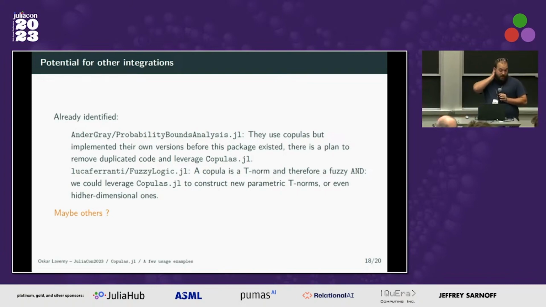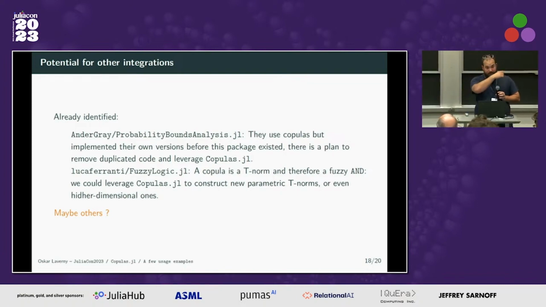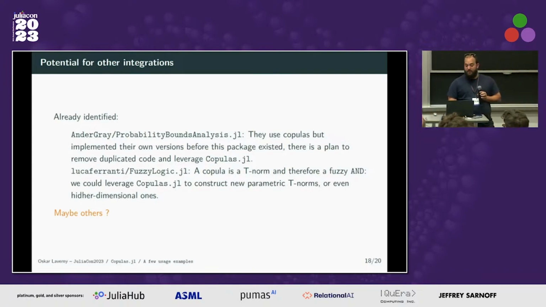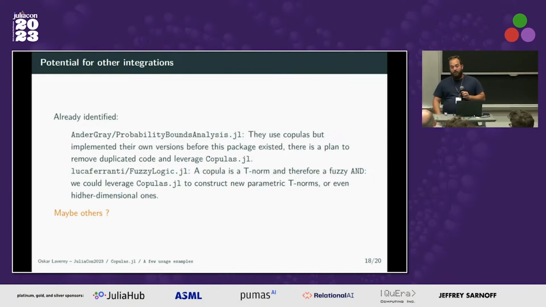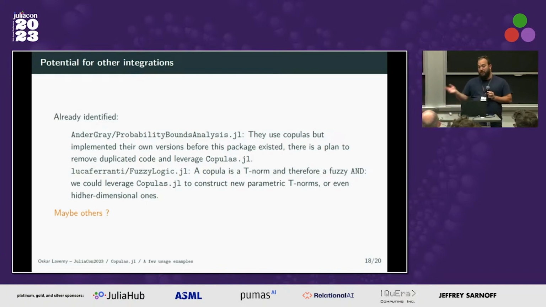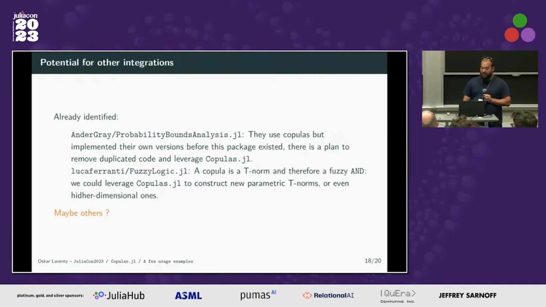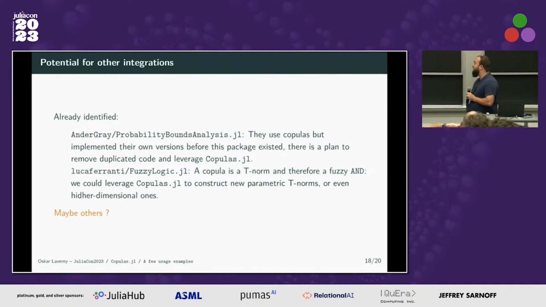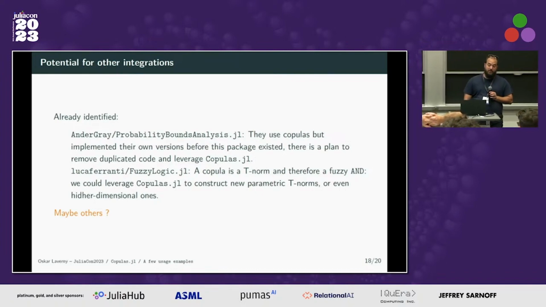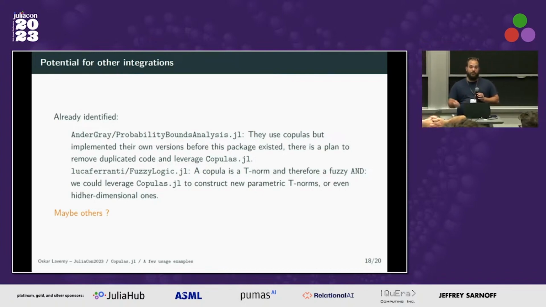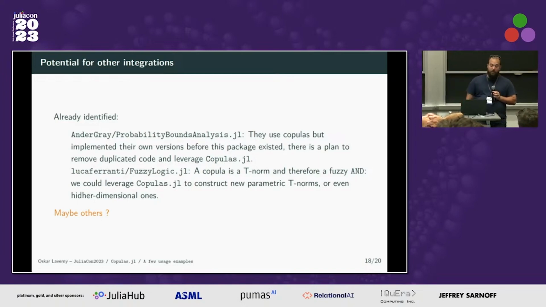And there is also FuzzyLogic.jl. Three days ago, I stumbled upon this guy called Luca at the registration desk, and he told me about this fuzzy logic stuff. And fuzzy logic is a field where you replace the AND function of the standard logic by what you call a T-norm, which is a fuzzy AND. And in fact, copulas are T-norms. We took a look, and it will be possible, and we plan to do it in the next few days or months maybe, to hook into Copulas.jl so that he can use the parametric models that we have to produce fuzzy logic T-norms. There are probably others. If you have some, I'm all ears, of course.